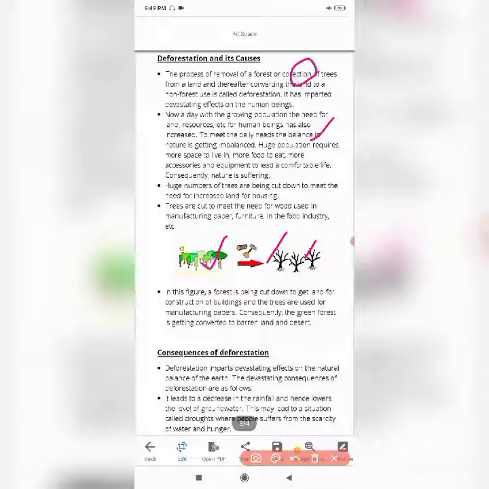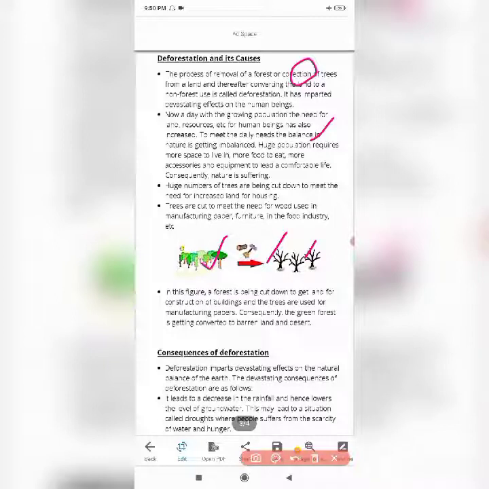And deforestation is going on. In this figure, the forest is being cut down to get land for construction of buildings, and the trees are used for manufacturing paper. Consequently, the green forest is getting converted to barren land and desert.